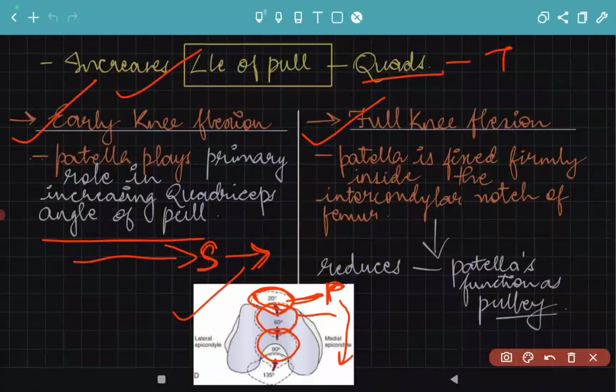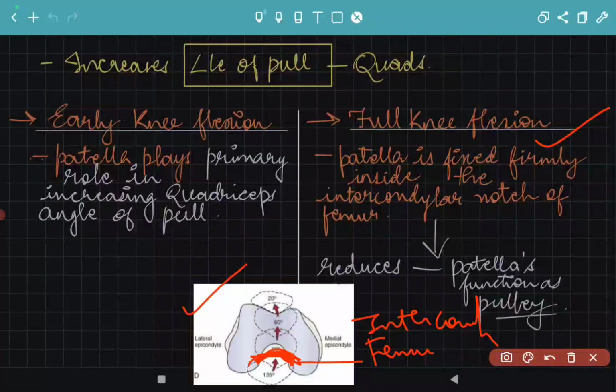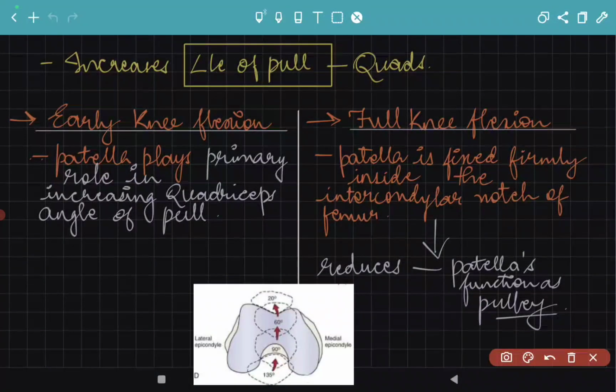So what happens during full knee flexion? We can appreciate this diagram again, that in full knee flexion, this will be the position of the patella and this is the intercondylar notch of the femur, where the patella will fit. So as the patella is fixed in this intercondylar notch of the femur, this will reduce its ability to act as a pulley. So this reduces the patella's function as an anatomical pulley.